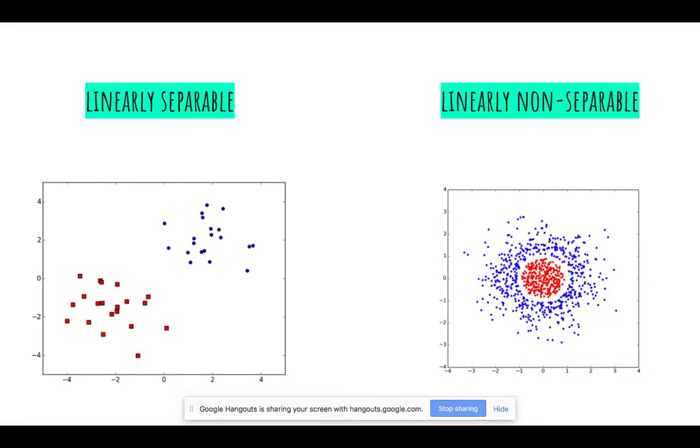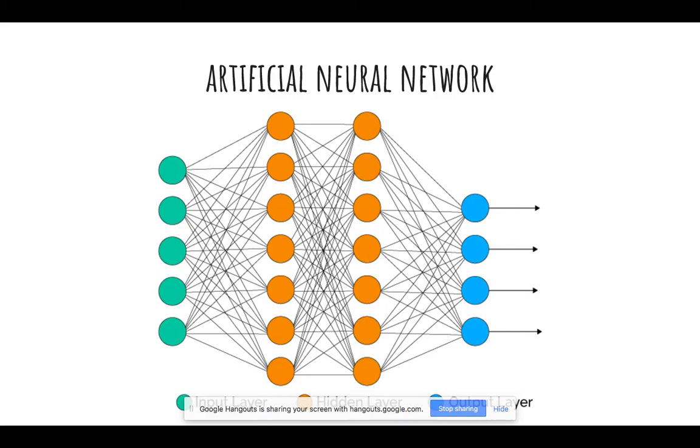Later, scientists realized that this threshold logic unit is not able to solve nonlinear problems. As you can see on the left, it's a linearly separable problem. We can find a line, a hyperplane, which separates the two classes. But the one on the right is not linearly separable. This problem led to an AI winter of about 20 years, when scientists realized that if you stack more artificial neurons together, you can solve nonlinear problems. And this resulted in artificial neural networks.